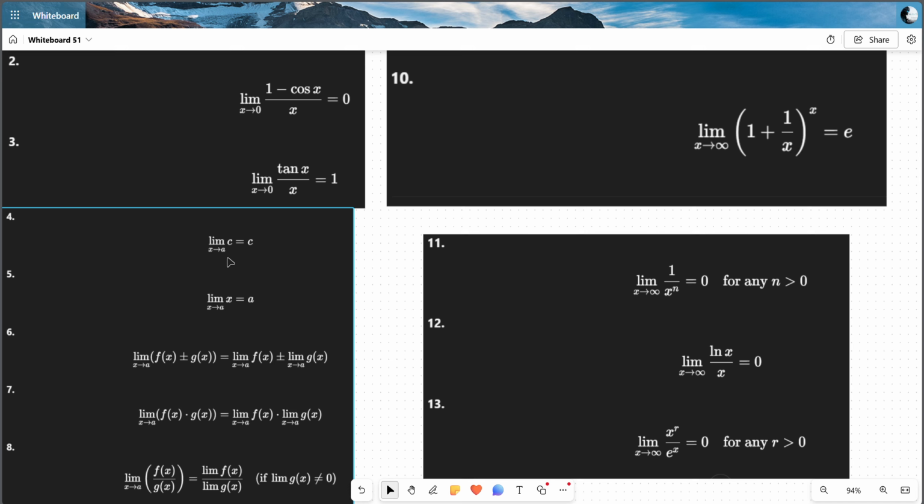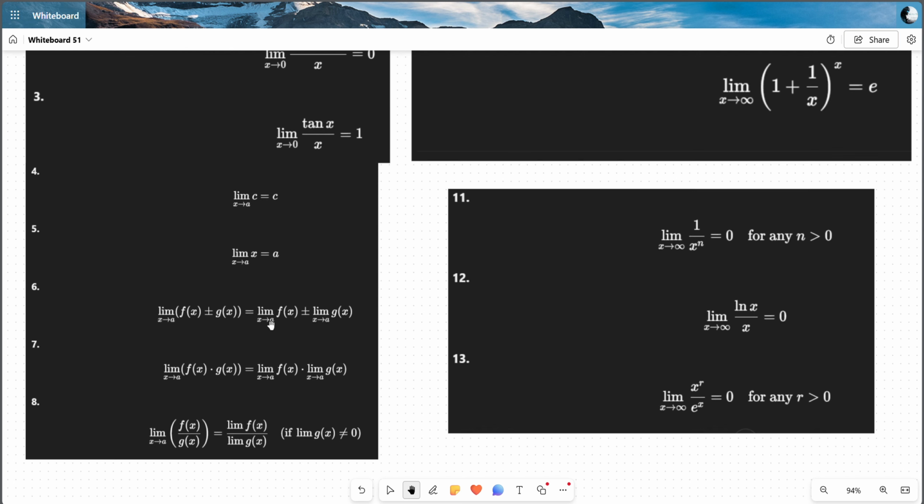Now, the limit as x tends to a of c equals c. We see there's no x in here, so the value is going to be the same at any value of x. It's just going to be c. The limit as x tends to a of x is just going to be equal to a, because x is just going to go to that value. Makes sense. And then all that these ones are saying is that if you have compound functions or something like that, you can just put the limit inside, right? And you can evaluate the limit separately, and then that's going to be equal to the limit of the whole thing.